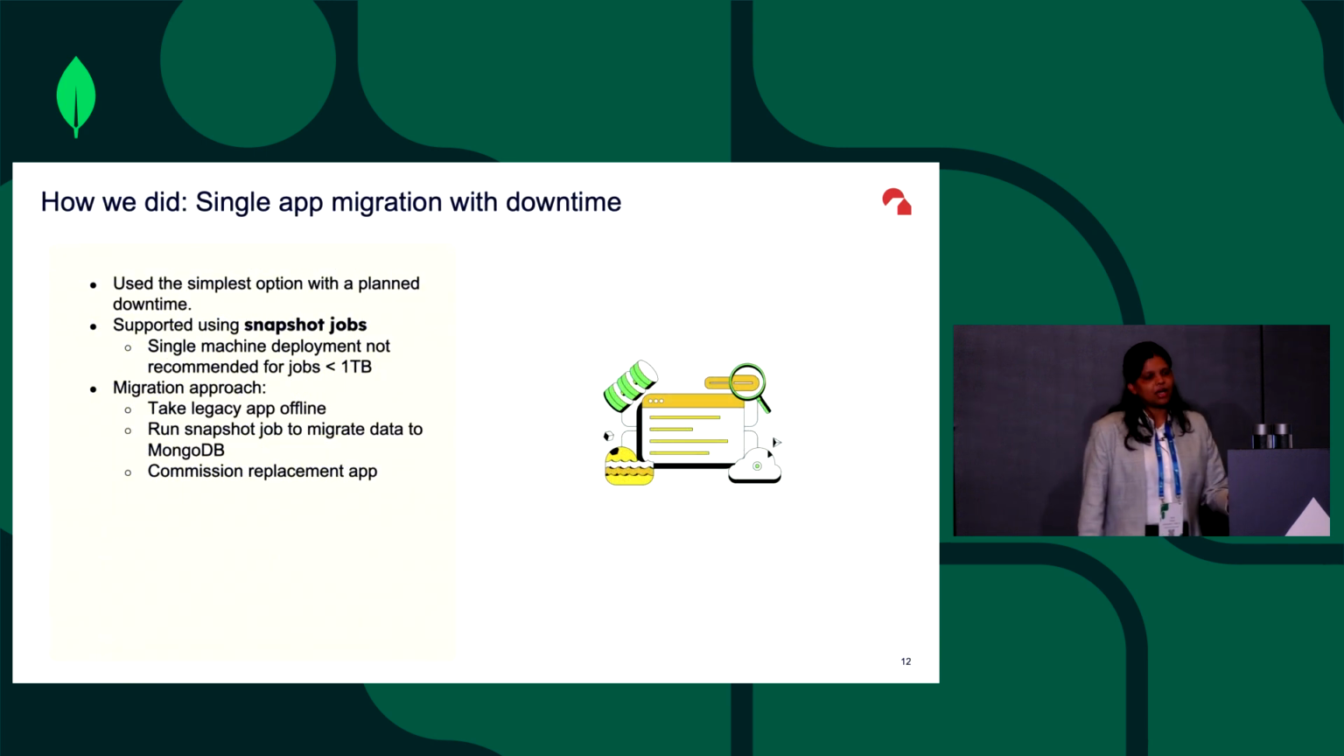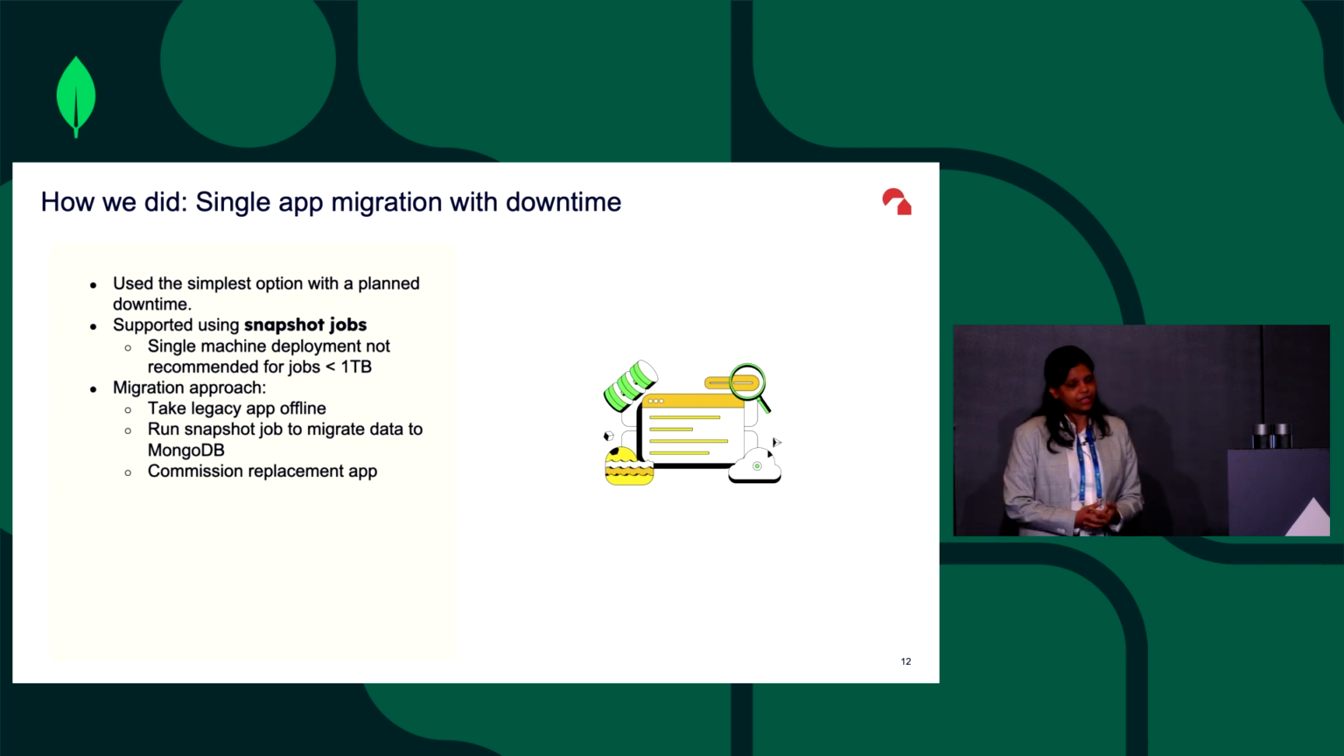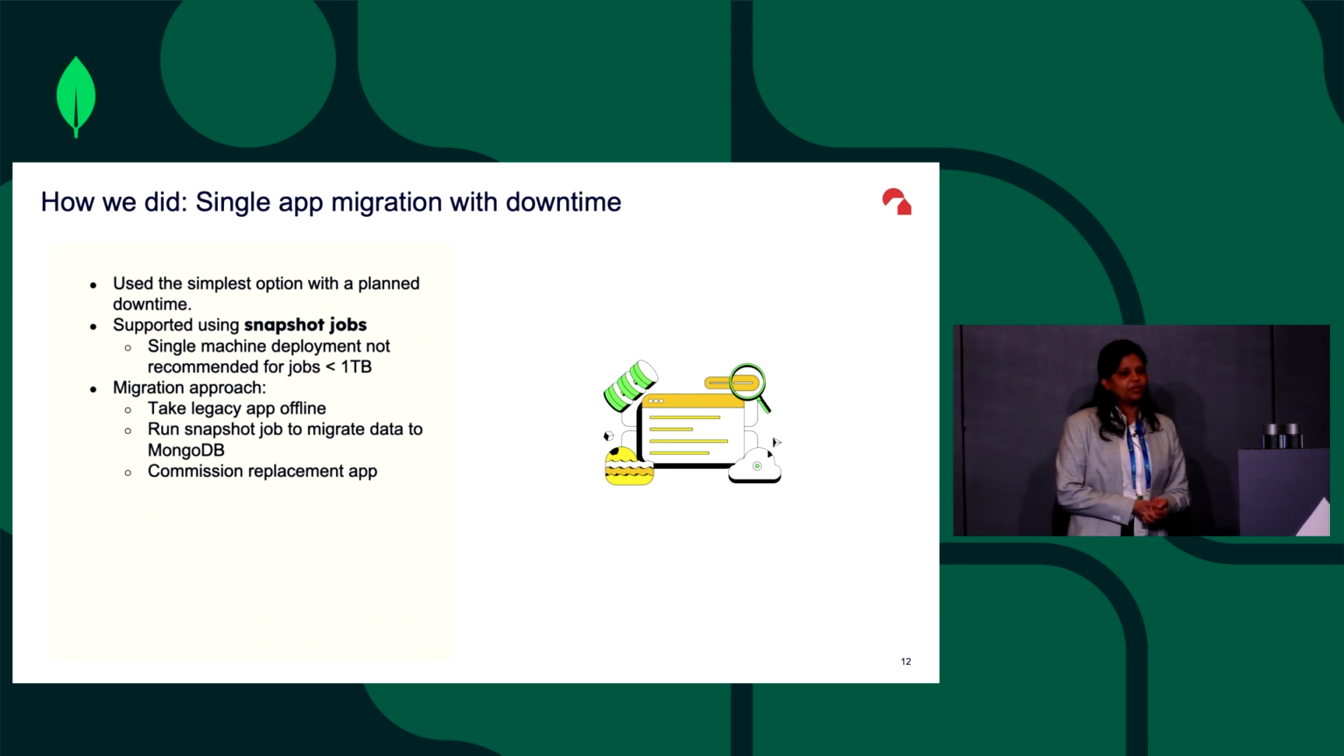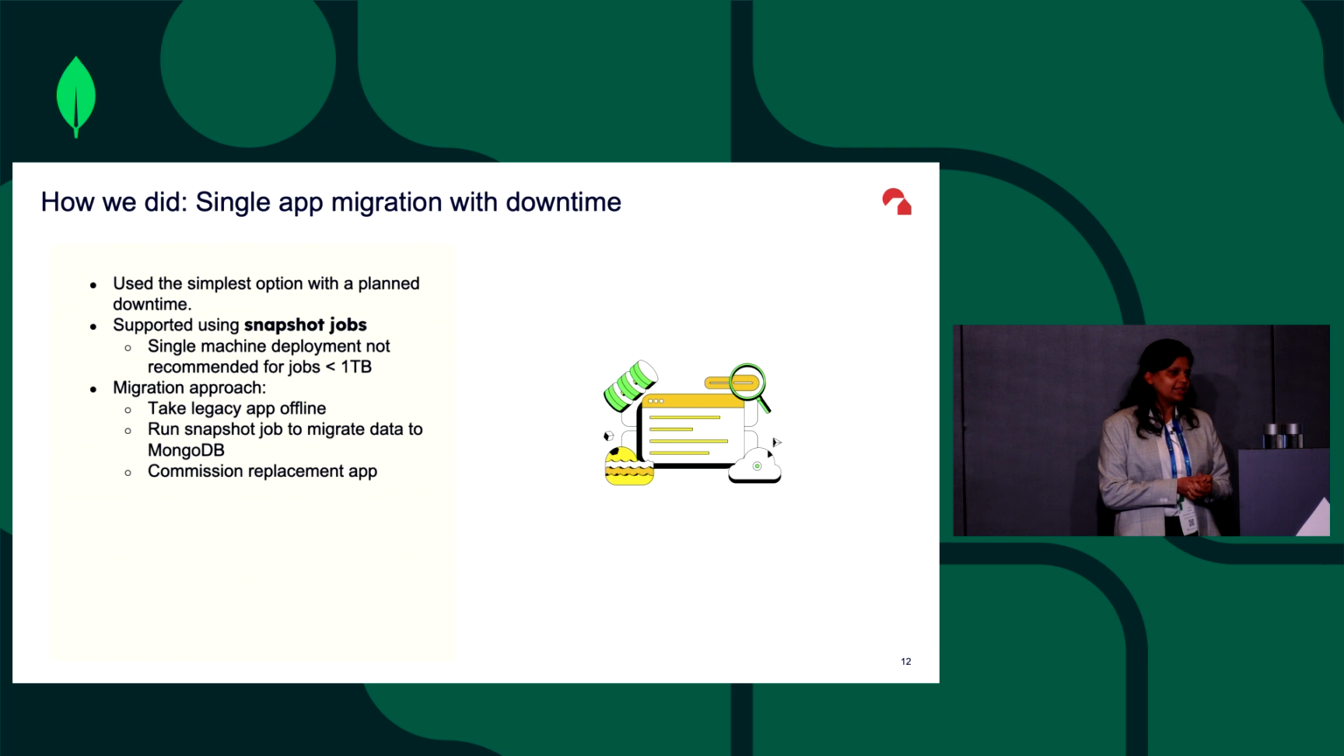So now it comes to how we did it. We did it using a snapshot. As I mentioned earlier, we didn't do a continuous migration. We did it as a single snapshot, where we had a downtime, and we planned to have a minimum downtime. This was the perfect case for us, as our volume of data was less than 1 terabyte.